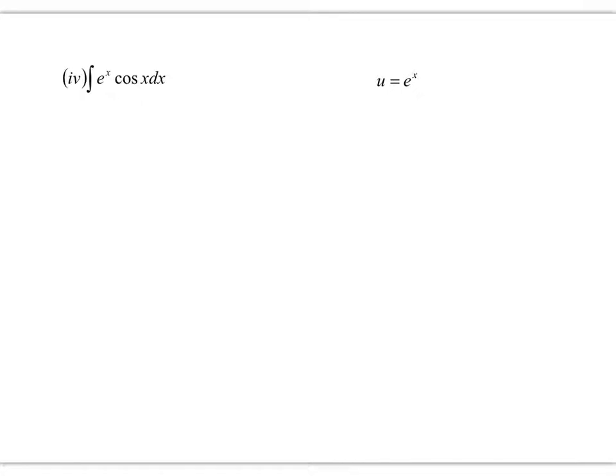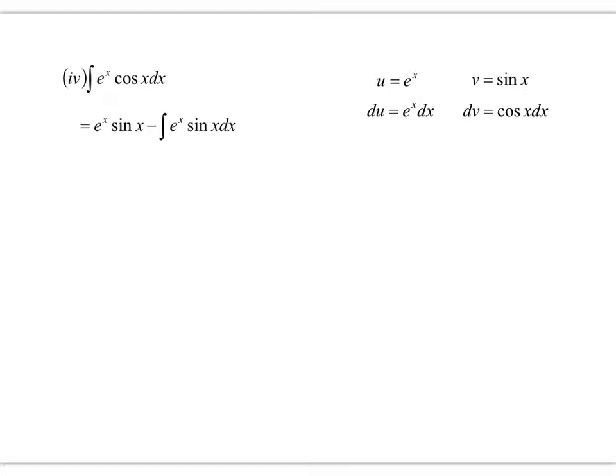So u equals e to the x. Du dx is equal to e to the x. No surprises there. So du equals e to the x dx. So therefore our dv is cos x dx. So when you integrate cos x, you get sine x. So write in your uv, take away the integral of v du.